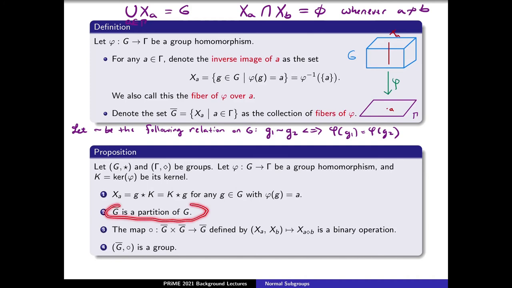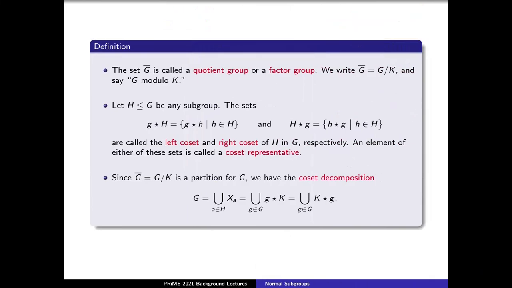We have G bar as a partition of G, but that is going to stem from the fact that we have an equivalence relation. But the crucial thing is this here, that we have a map circle going from G bar cross G bar to G bar. And what it does is it takes X of a comma X of b to X sub a diamond b. And so this gives us a way of extending our binary operation so that it's on G bar. And finally, we have that G bar comma circle is a group. And so that gives us a structure for G bar, which we call a quotient group, or a factor group. And so we can write this as G bar is equal to G mod K, or G modulo K.